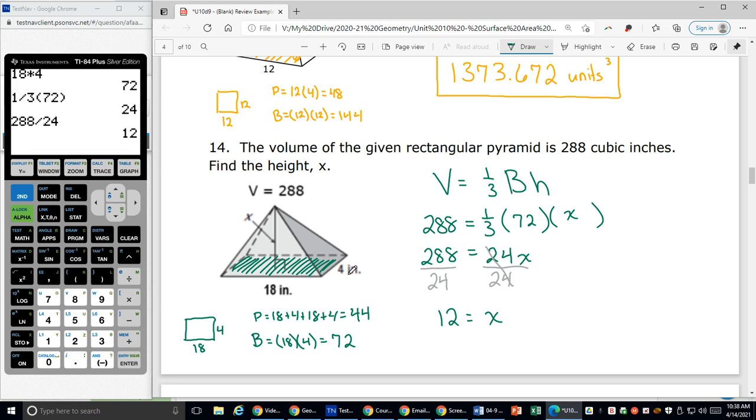And my units here are going to have to be inches because everything else here is inches. So the height, X, is 12 inches. And since it's a height, it's just regular old inches. It's not squared or cubed.